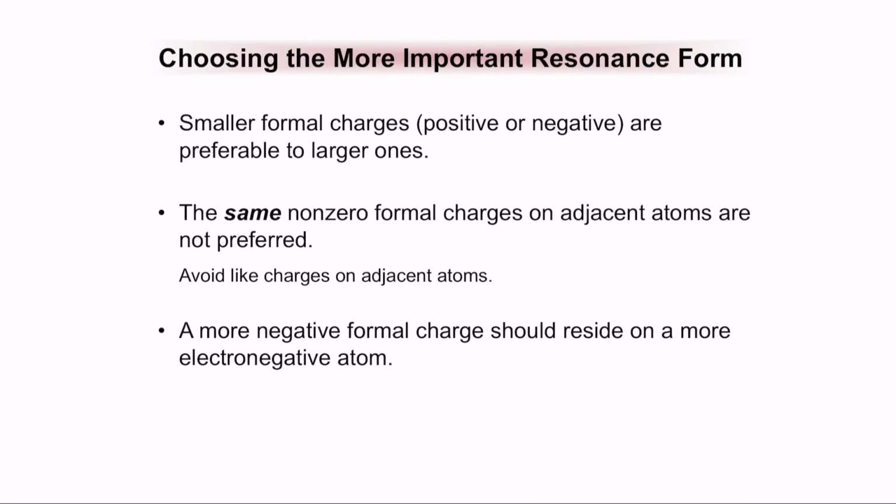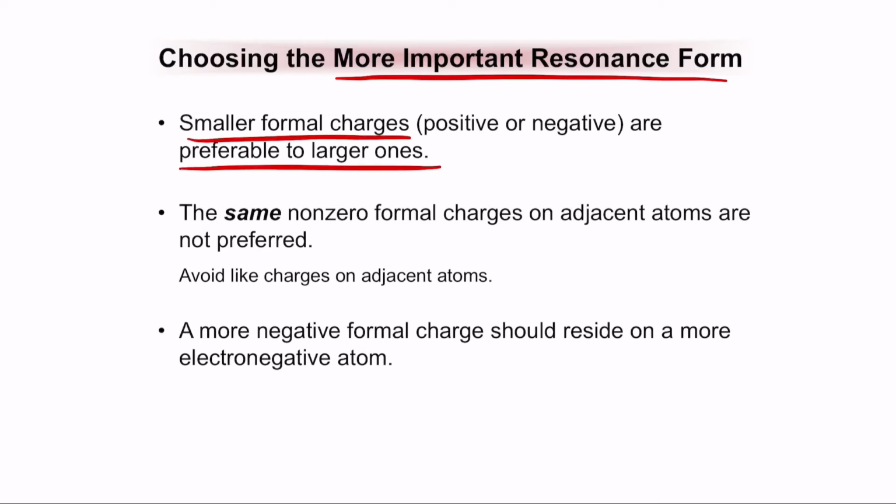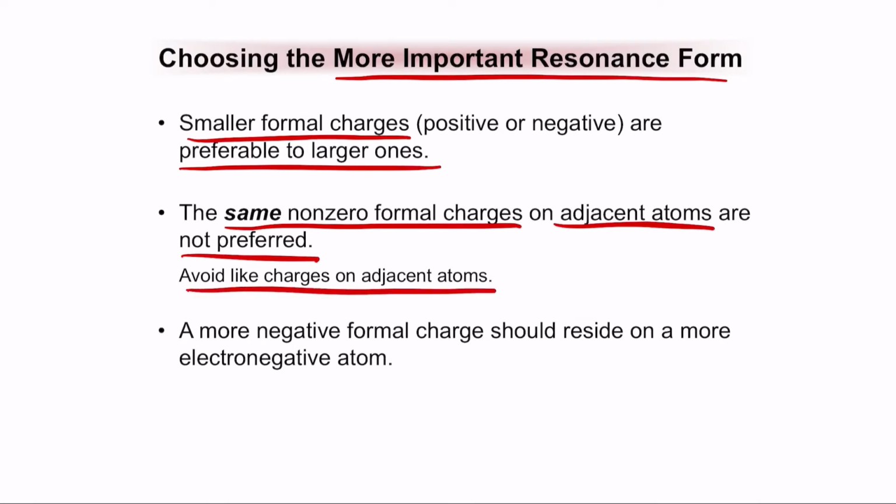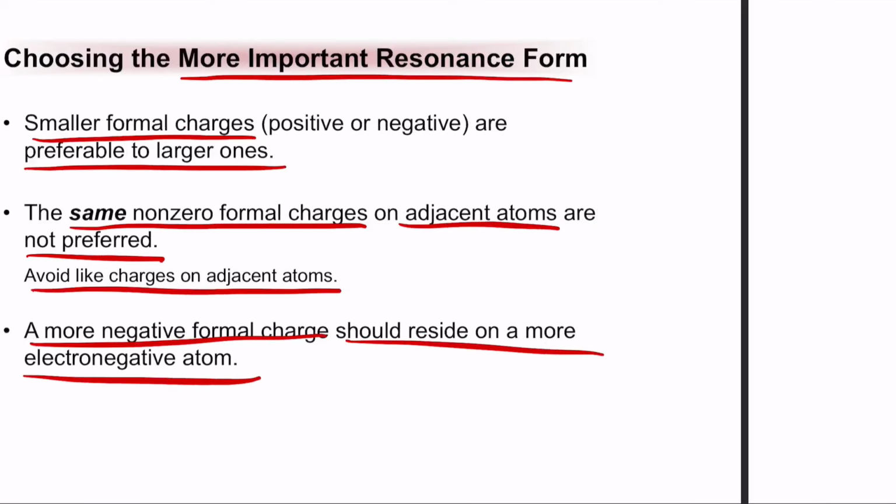Next comes the idea of how you choose the resonance form, and which would be the most important or the most stable resonance form. So smaller formal charges are always preferable to larger ones. The next rule is that the same non-zero formal charges on adjacent atoms are not preferred. Avoid like charges on adjacent atoms. Next, a more negative formal charge should always reside on the more electronegative atom.